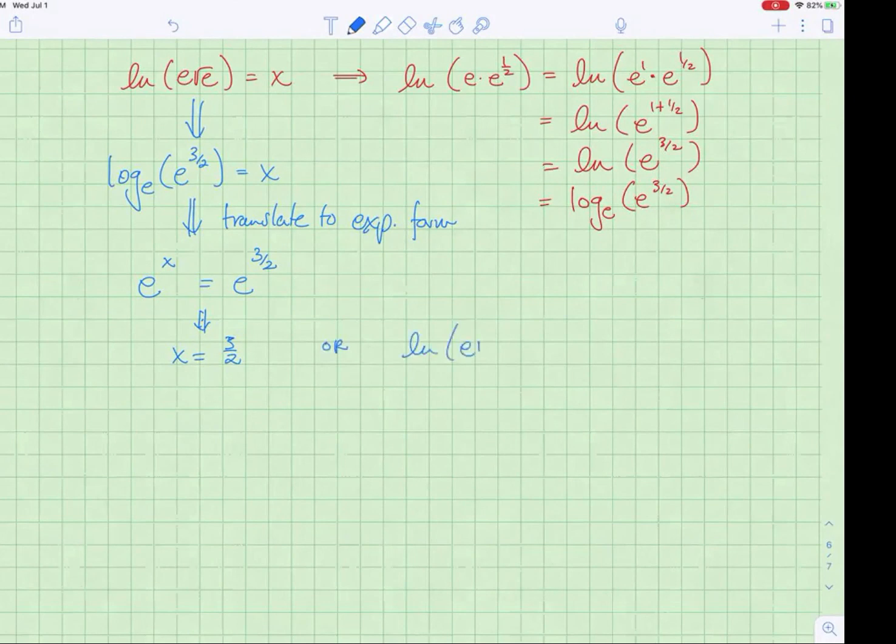or the natural log of e root e is equal to 3/2. Okay.